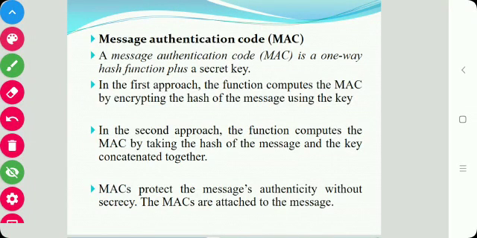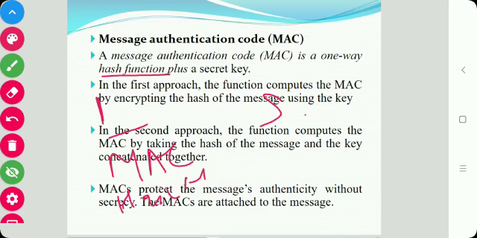Then message authentication code. A message authentication code is a one-way hash function plus a secret key. A MAC can be performed in two ways. In the first approach, the function computes the MAC by encrypting the hash of the message with the key. In the second approach, the function computes the MAC by taking the hash and the key concatenated together.